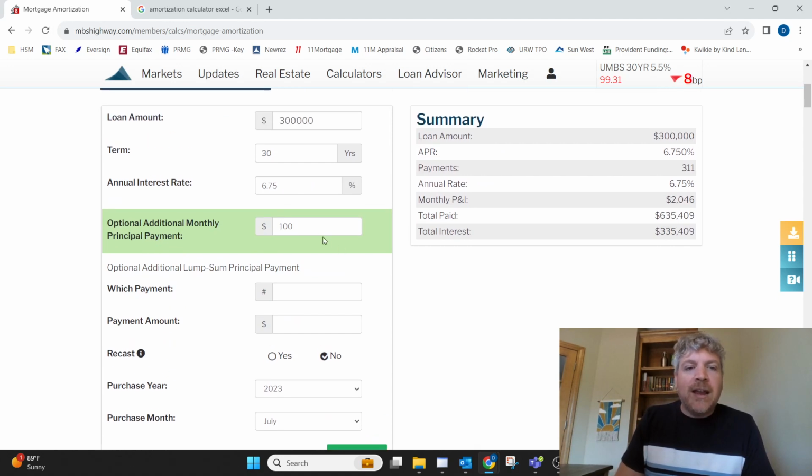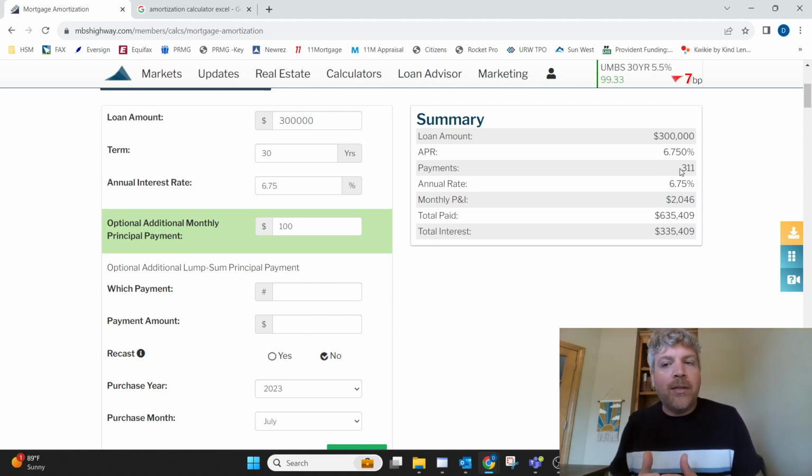Okay, so we run the numbers again, paying an extra $100 every month. The main things we see, it takes it from 360 months, a full 30 years, to 311 months. So if you make that extra $100 payment per month, you're going to save just over 4 years off your loan. You're going to turn that 30-year loan into just under a 26-year loan.